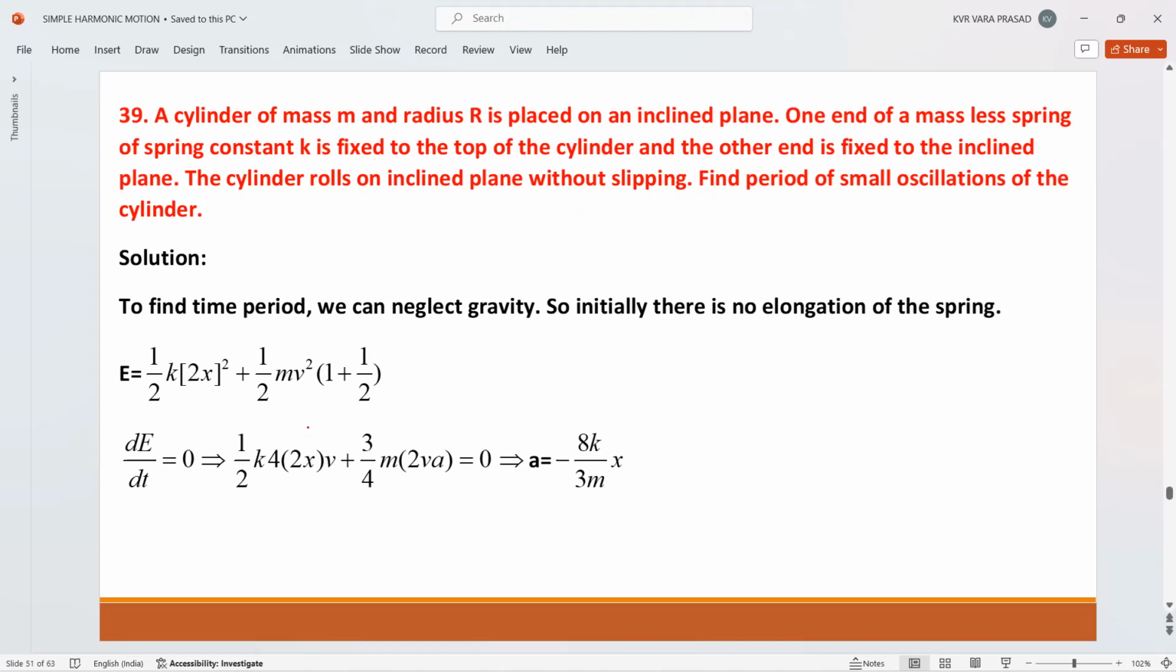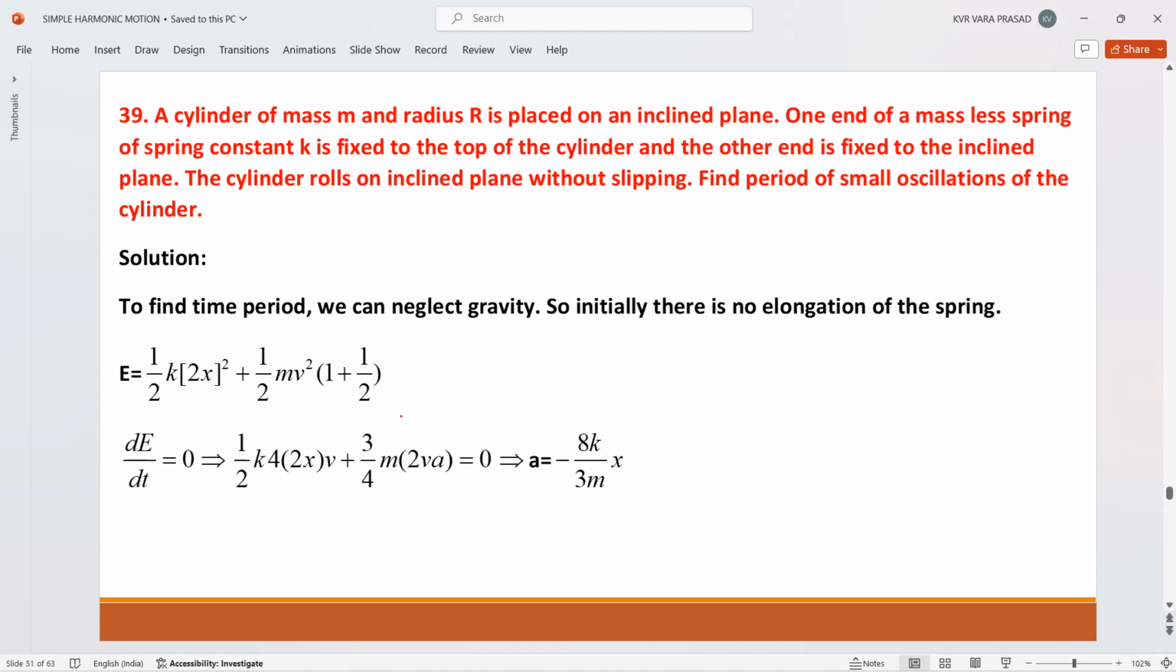See the question carefully. A cylinder of mass m and radius r is placed on an inclined plane. One end of a massless spring of a spring constant K is fixed to the top of the cylinder and the other end is fixed to the inclined plane. The cylinder rolls on inclined plane without slipping. Find a period of a small oscillations of the cylinder. This is the question given.